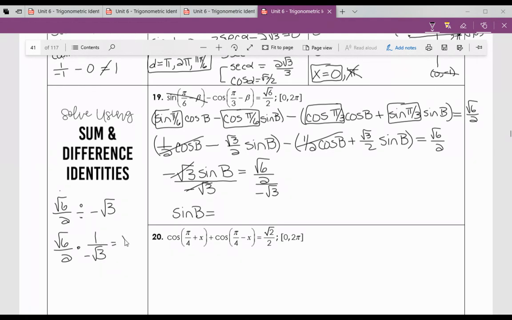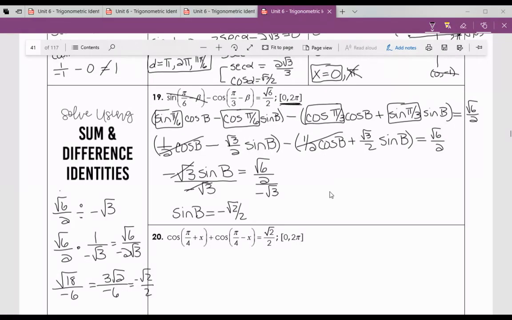That becomes square root 6 over negative 2 square roots of 3. When you rationalize it, you get square root 18 over negative 6. Square root of 18 reduces to 3 square roots of 2 over negative 6. And I end up with negative square root of 2 over 2. So sine beta equals negative square root of 2 over 2.